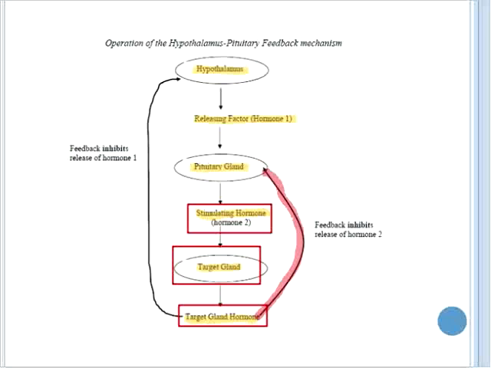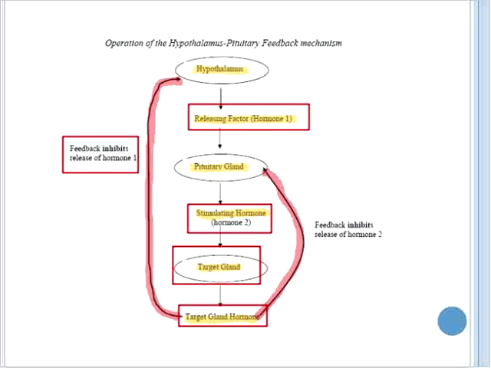The levels of the target gland hormones as well exhibit a negative feedback loop back on the hypothalamus. This would cause a reduction in the production of hormone level 1. So by affecting hormone 1, the releasing factor, and the pituitary gland, levels are reduced when the target gland hormone rises.